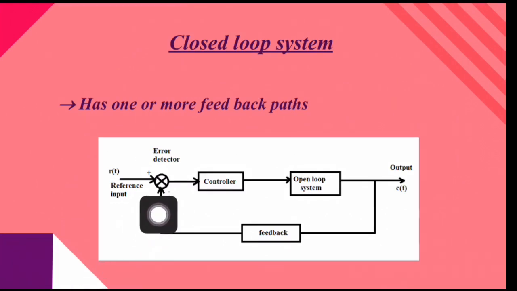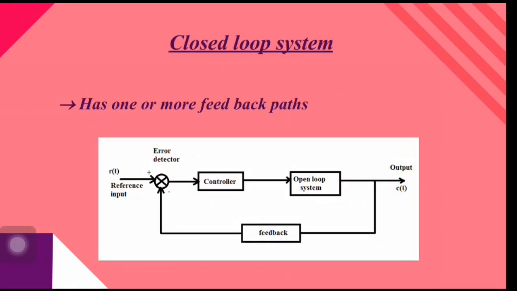It consists of an error detector, controller, open loop system and feedback block. The reference input here corresponds to the desired output. The feedback signal is proportional to the output signal and it is applied to the error detector. The signal produced by the error detector is the difference between the reference input and the feedback signal. This error signal is modified by the controller and applied to the system for correcting its output. That is the basic working of a closed loop system.